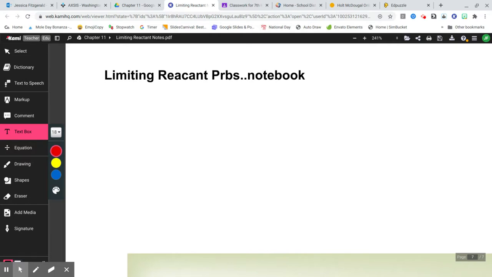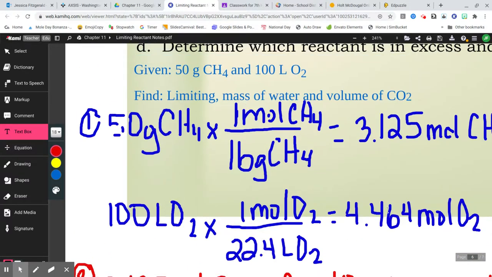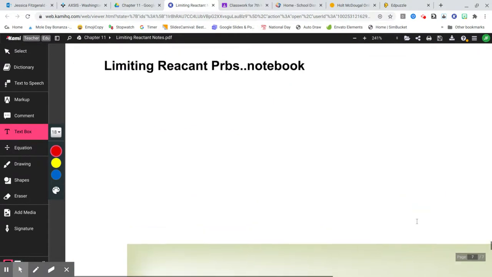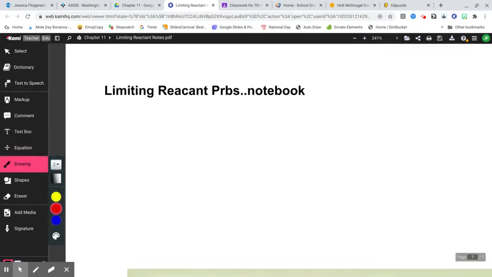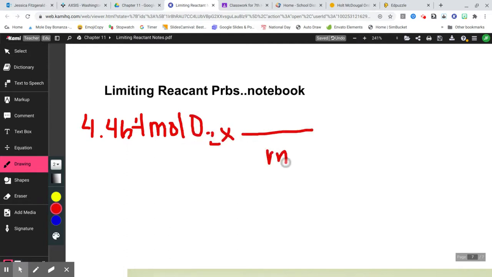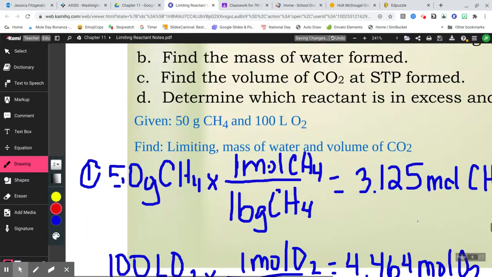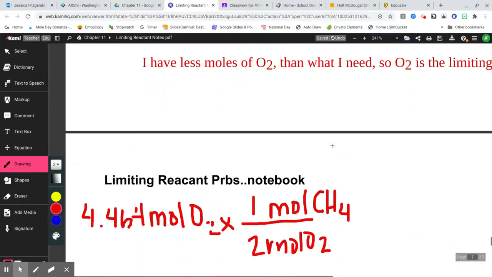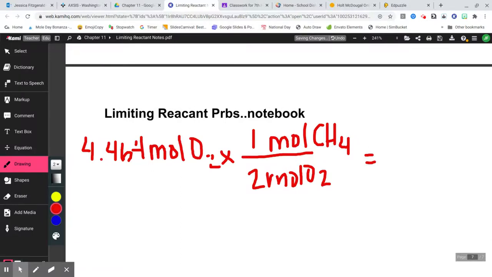Okay, so we have 4.46 moles of oxygen, so that's what we're going to convert. And we're going to convert that moles of oxygen to moles of our methane. And we use our coefficients from our balanced equation from earlier. So it was 1 and 2. Okay, so right here, 1 and 2. So we end up with 2.232 moles of methane.